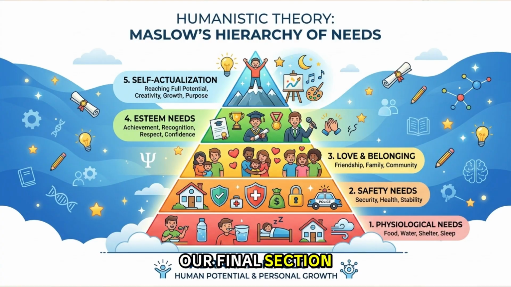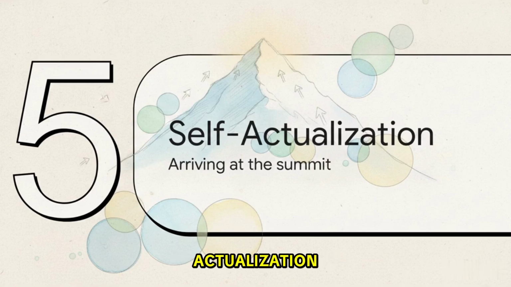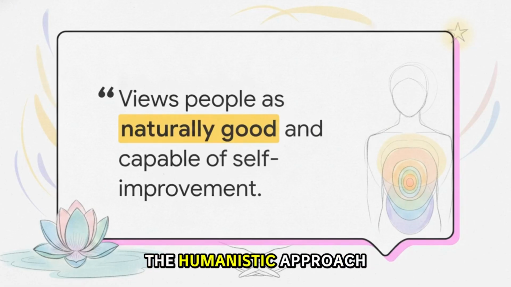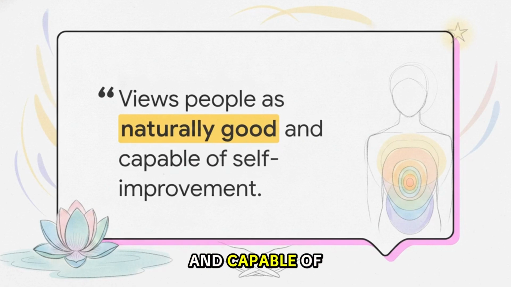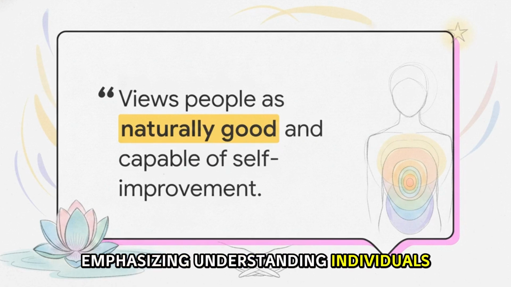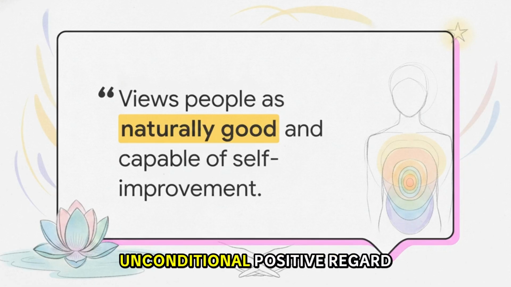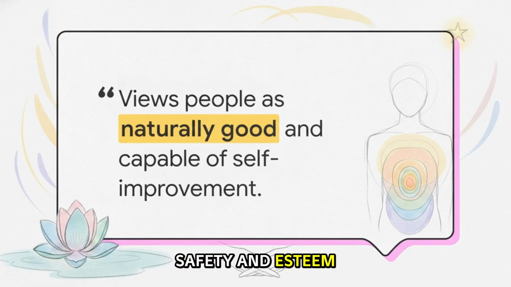Let's move to our final section and see how this builds. Reaching your self-actualization, arriving at the summit. When we synthesize Rogers' overlapping circles and Maslow's mountain climb, we really get to the true magic of humanistic theory. As the source material beautifully states, the humanistic approach views people as naturally good and capable of self-improvement, emphasizing understanding individuals holistically. Essentially, both frameworks are aiming to do the exact same thing, unlock our inherent natural potential. The goal isn't to fix some fundamental flaw in human nature. The goal is simply to provide the right conditions, whether that's Rogers' unconditional positive regard or Maslow's basic safety and esteem, so our inherent capability for greatness can finally reveal itself.